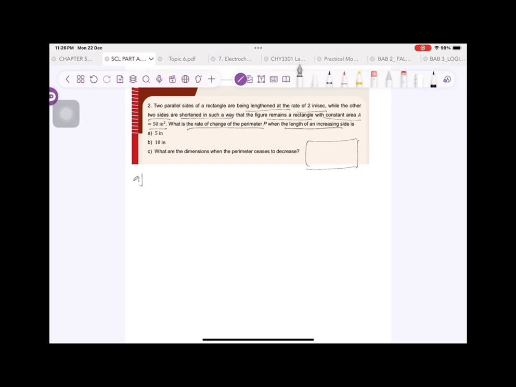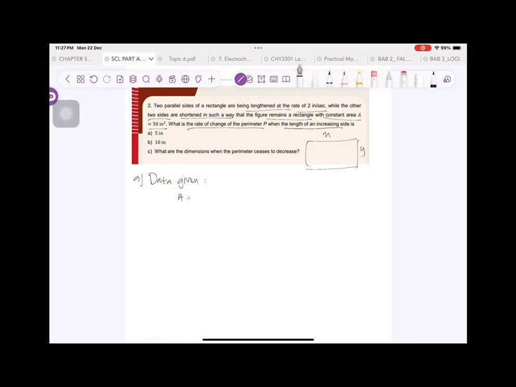Okay, firstly, you can draw a rectangle here, and since it says two parallel sides, we can put any variable. Here, I'm choosing x as the increasing side, and y as the decreasing side. Then you can list out the data given from the question.